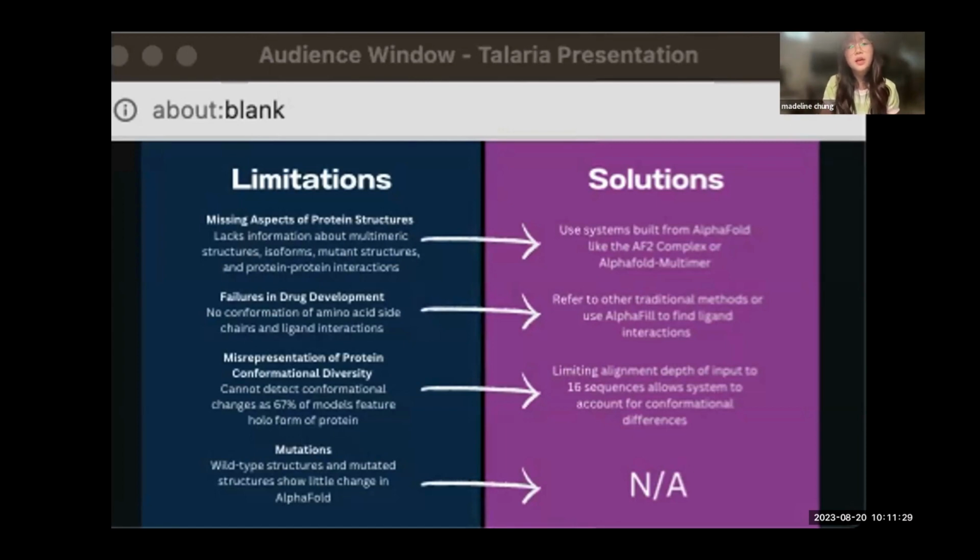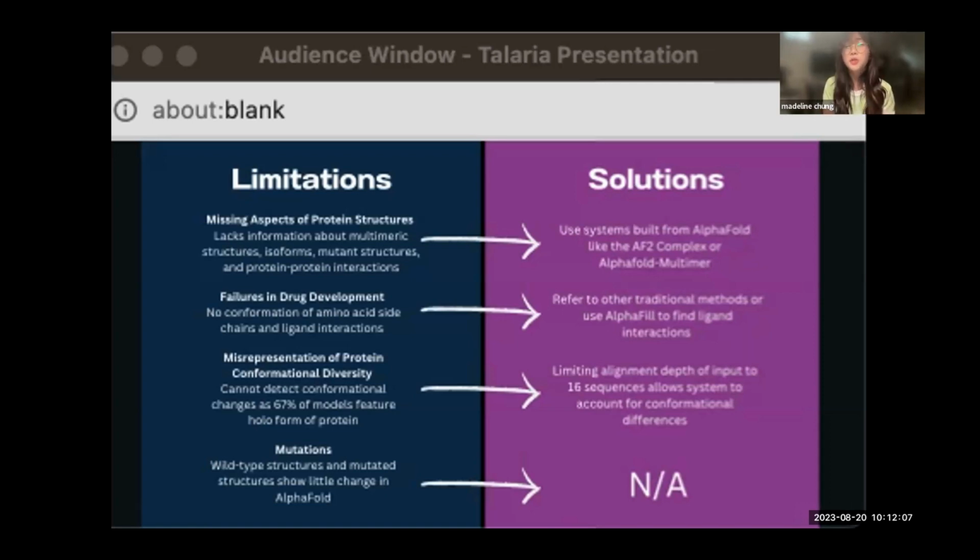However, AlphaFold has been foundational in developing some solutions to this issue, including the AF2 complex, which is a separate system that uses AlphaFold information to actually predict protein-protein structure interactions. And similarly, the DeepMind team, which is the team responsible for making AlphaFold, has released an extension called AlphaFold Multimer, which provides information on multimeric structures, therefore covering for this lack of information on these aspects.